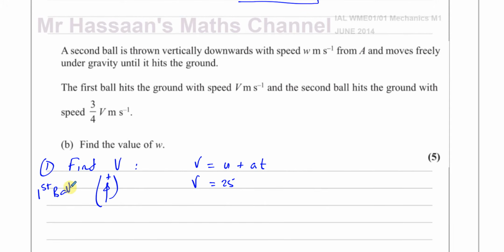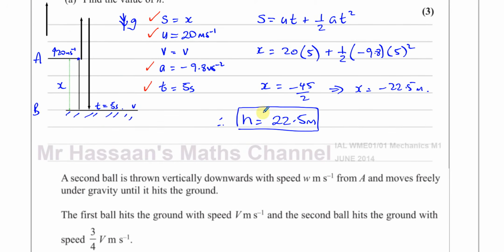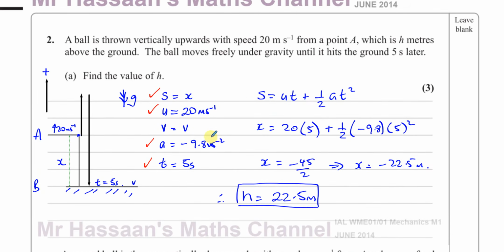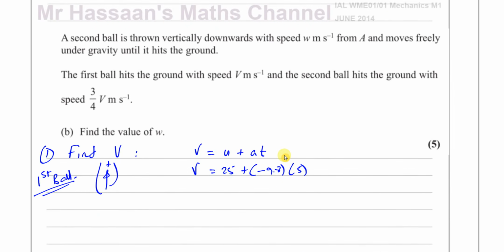Okay, so it was projected upwards, so we're taking up as positive for this part of the question. So V is what we have to find, U is 25, A is negative 9.8, and T is 5 seconds. V equals U plus A times T. Okay, so we can work out what V is.